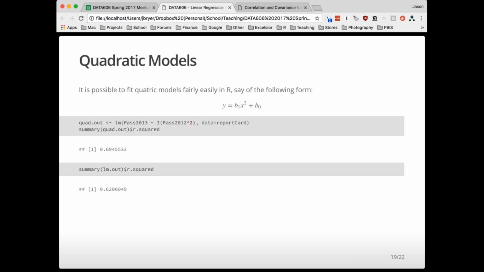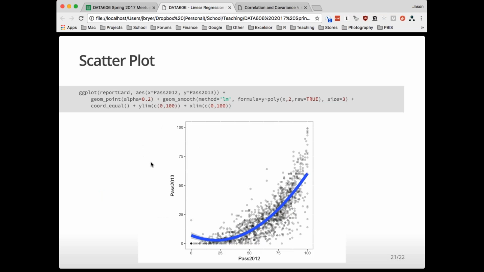And so you can see, if I fit a quadratic model now, I have an R squared of almost 70%. So this is the quadratic, right? And remember what my linear one was, 62%. And then I have a picture here, right? And why was the R squared better?